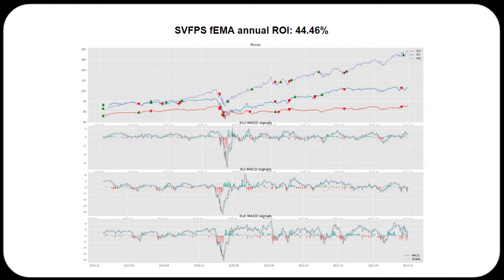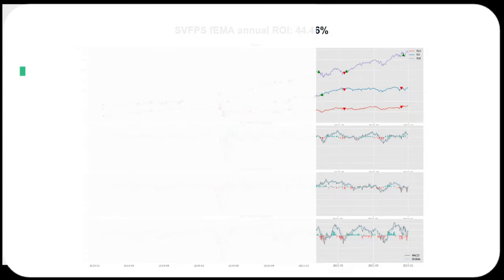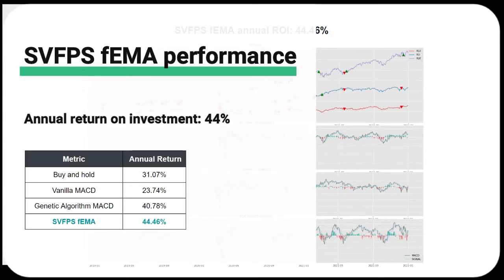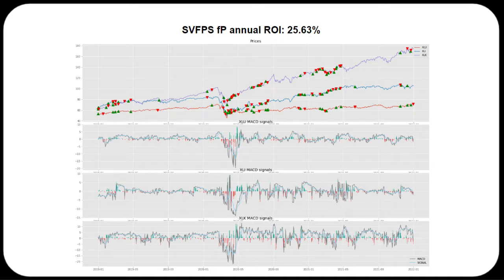The portfolio management system with forecasted exponential moving average has shown to have an annual return on investment of 44% and outperforming 3 out of 4 of the benchmarks. Hence, it can provide an effective foresight such that investors can reallocate assets early to maximize profit gains while mitigating risk.